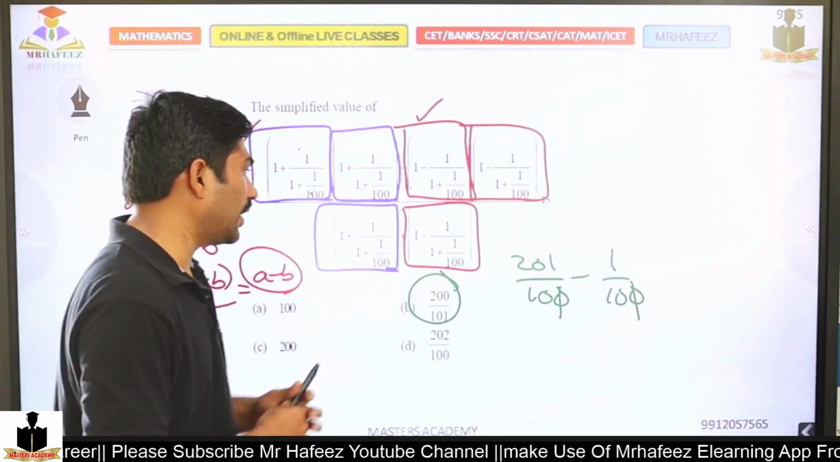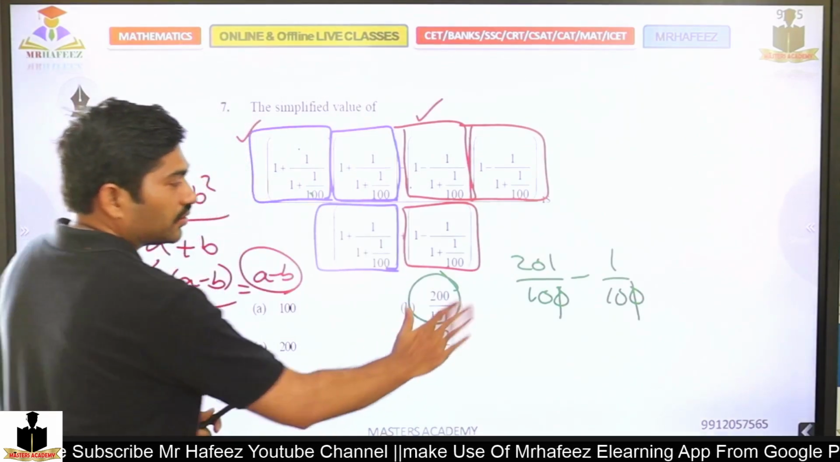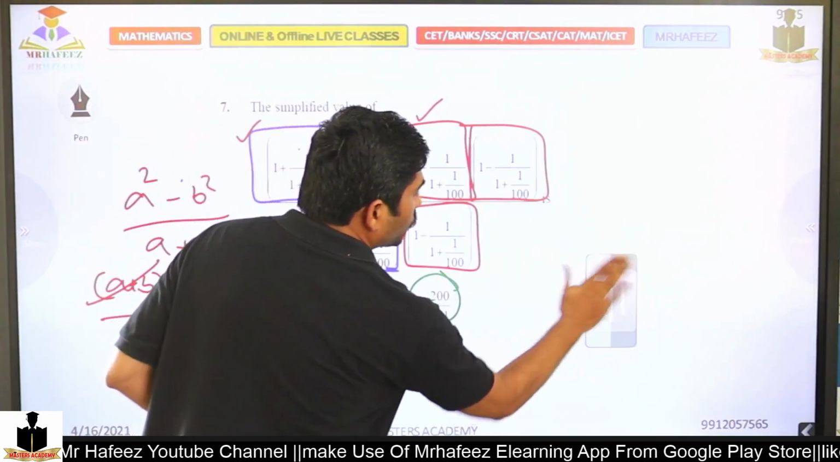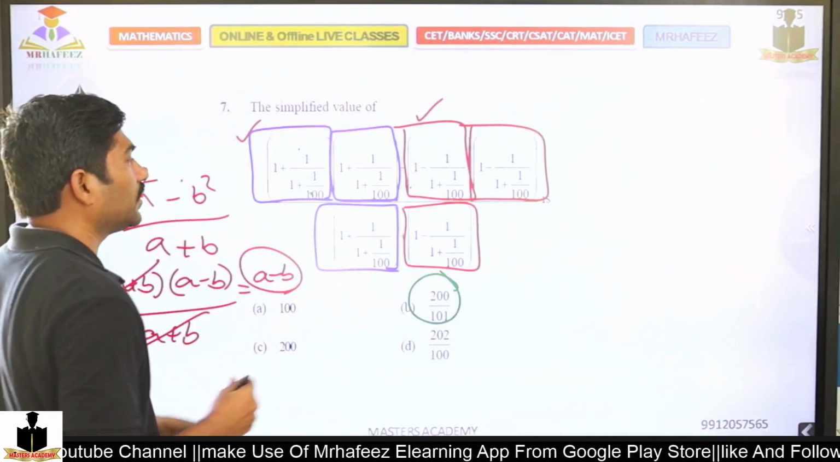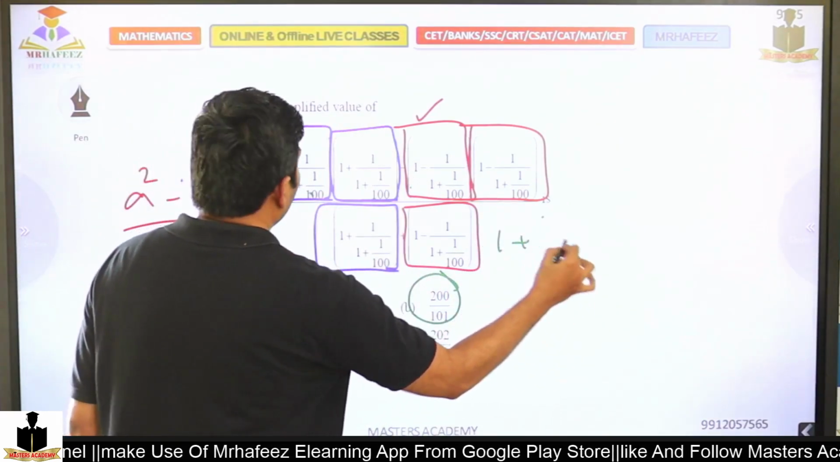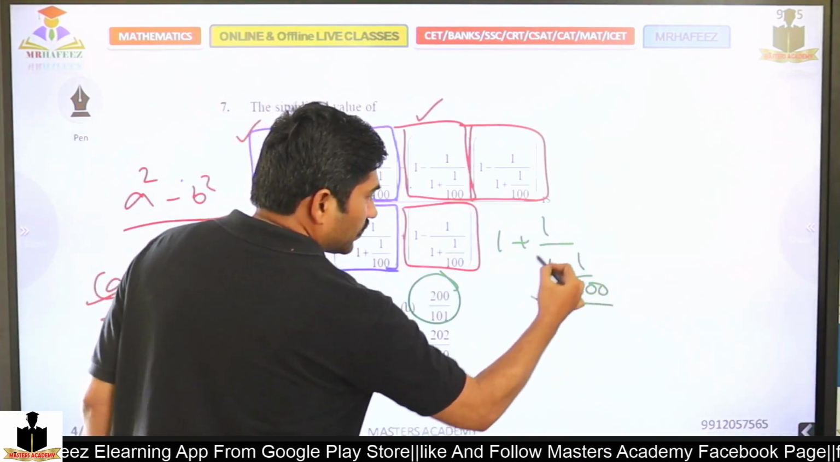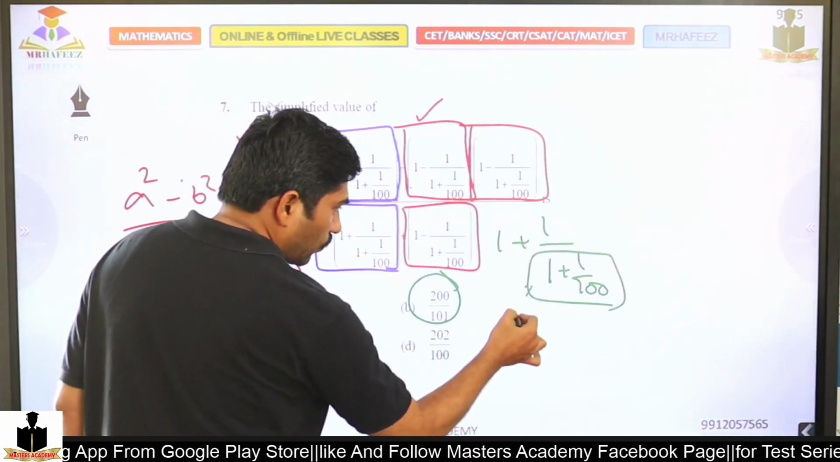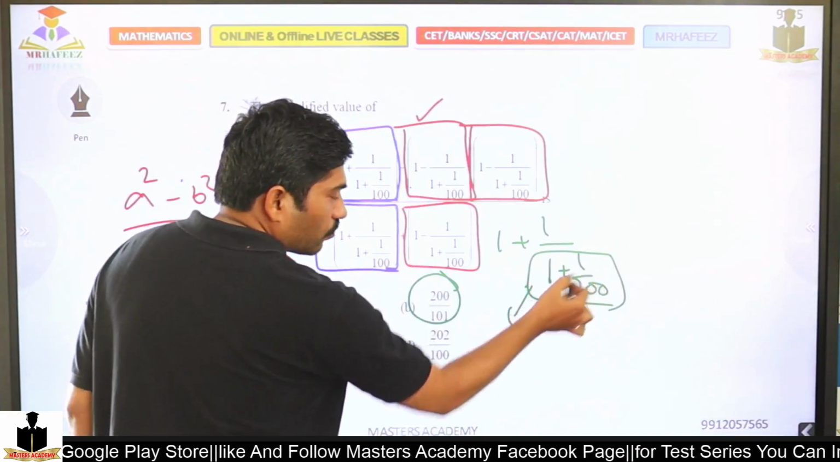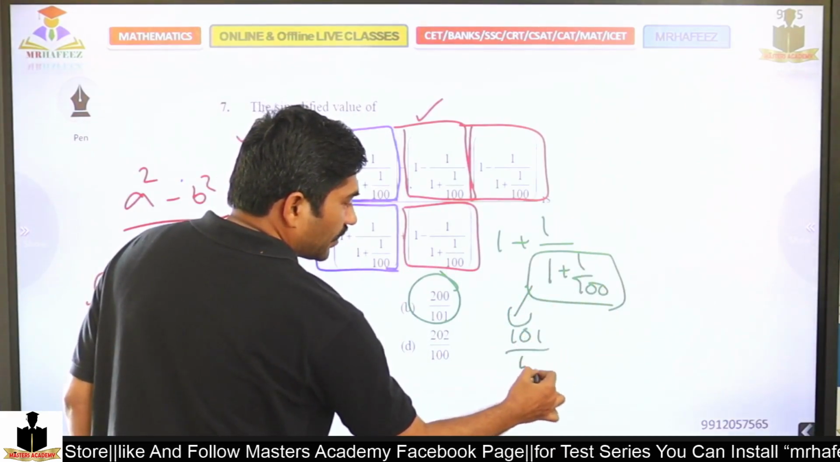Yeah, Mamata, I'll repeat again. So maybe because I wrote 100 here, that's why you get a little doubt. So 1 plus 1 by 1 plus 1 by 100. For that, if I calculate, what I will get? 100 plus 1, 101 by 100.